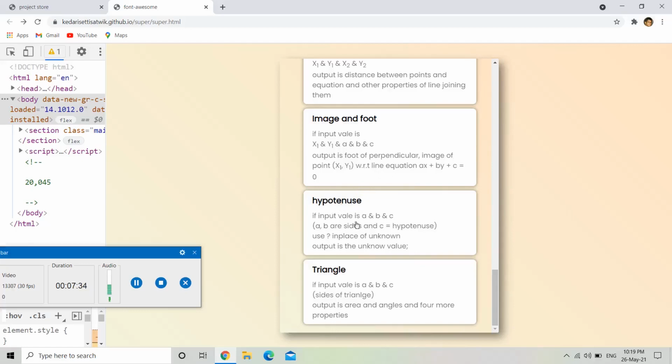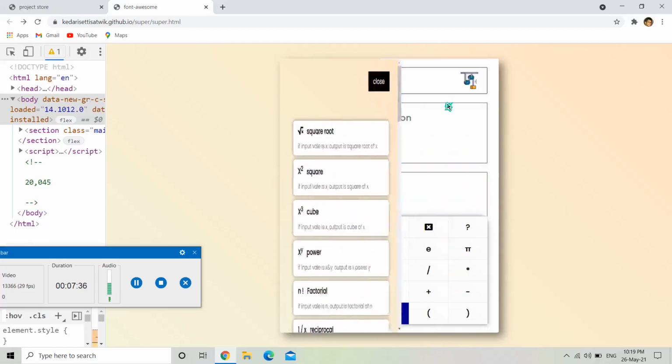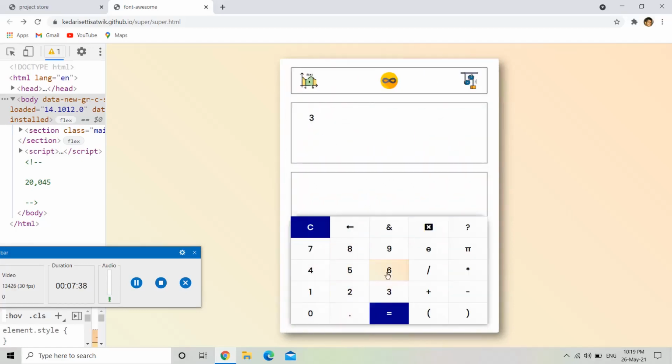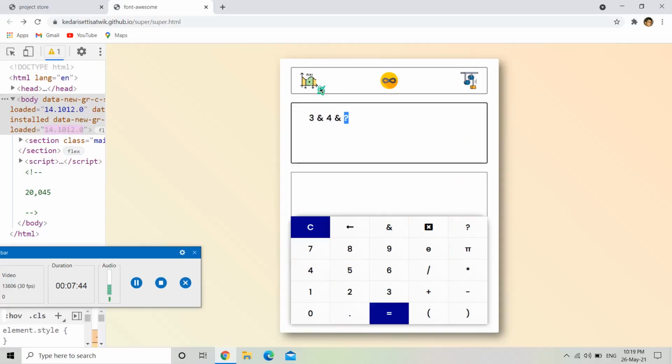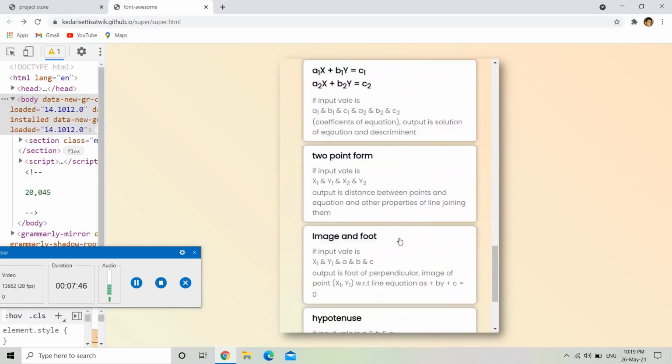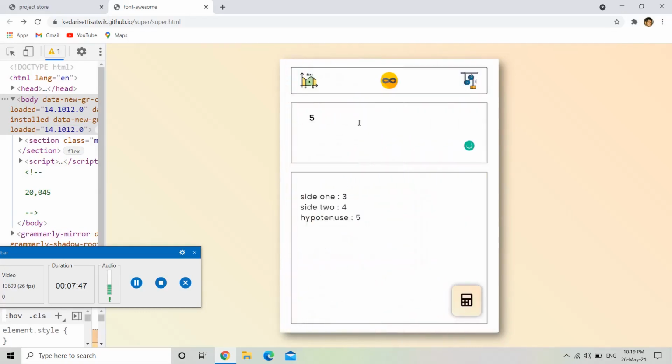The next one is hypotenuse. Now let's see how this one works. By writing the sides of the triangle, leaving the unknown value as a question mark, and clicking on this one, it will fill that question mark. Here one side I wrote 3, another side 4, and the unknown value it is giving as 5.